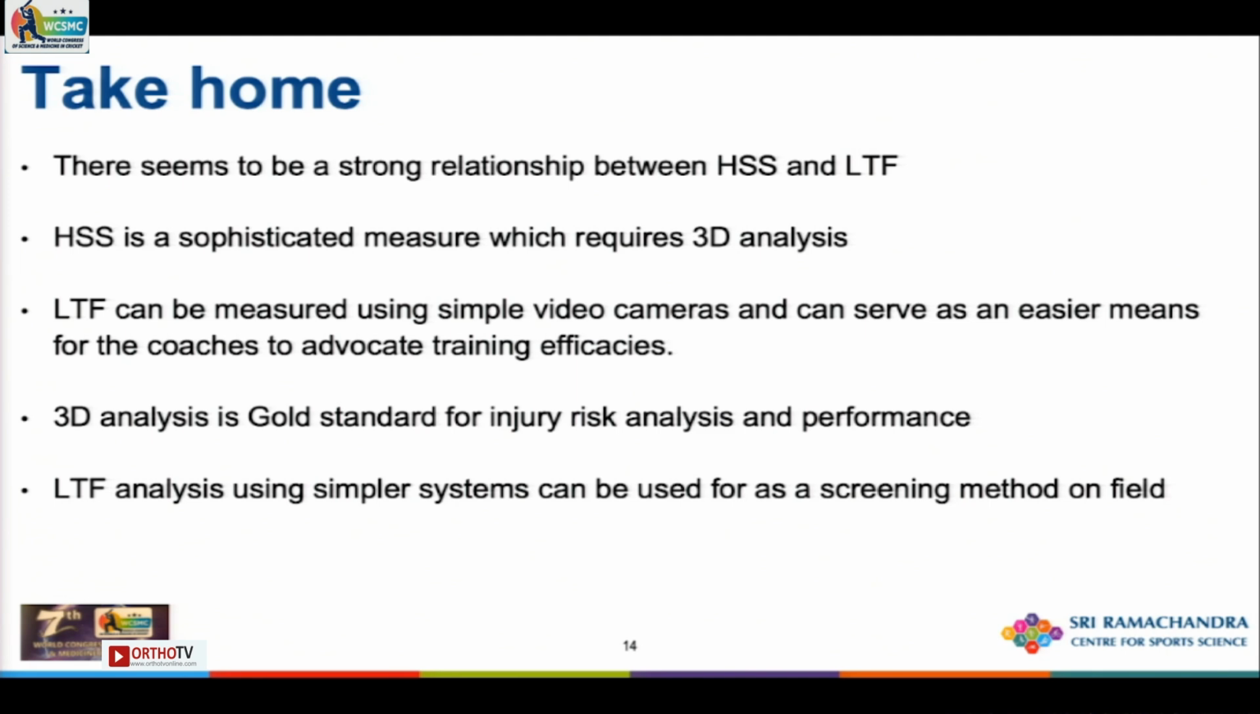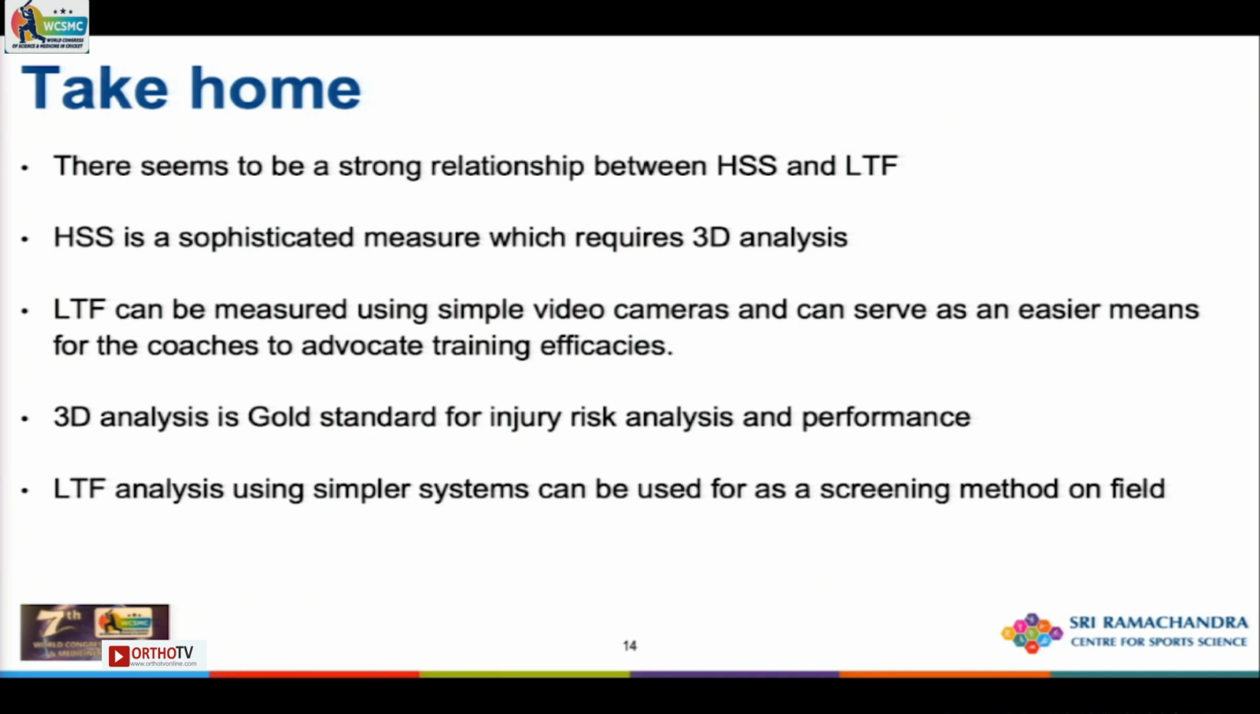So what we suggest is that though 3D analysis is the gold standard for biomechanical injury variables and performance variables, including the lateral trunk flexion as well as the hip shoulder separation angle, at the field level we can still use simple 2D video cameras, even our iPhone cameras, to see the lateral trunk flexion and monitor the athletes, the bowlers especially. If there is more trunk flexion, then it can be a very good screening method to take the people out and do more analysis and corrective action. So that's the take home message.